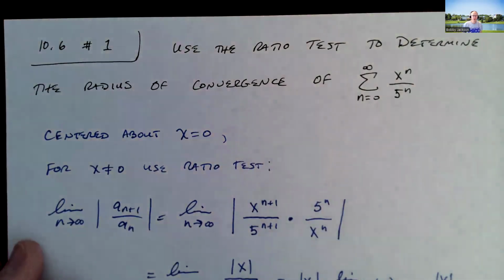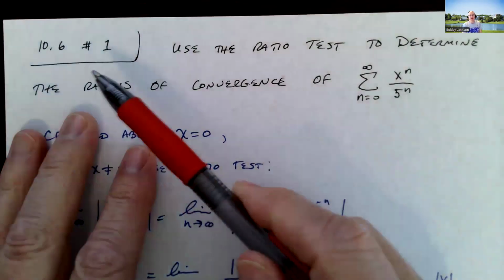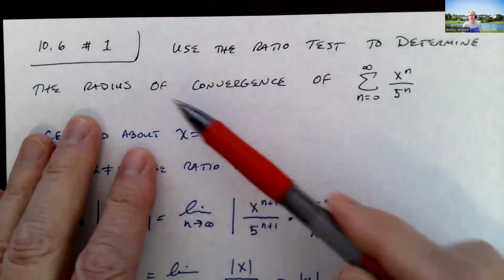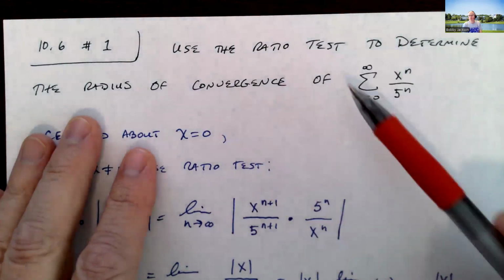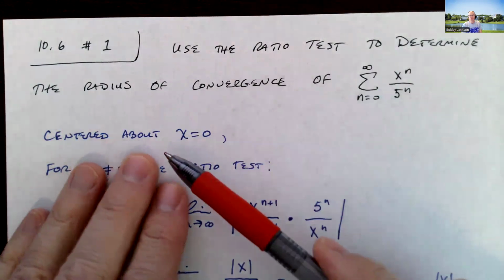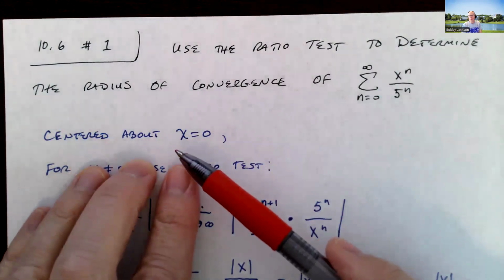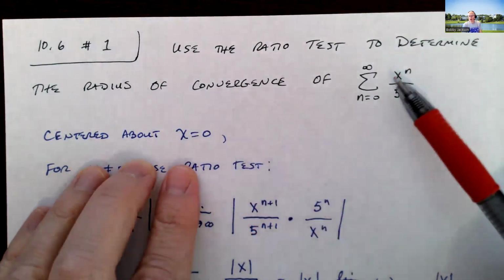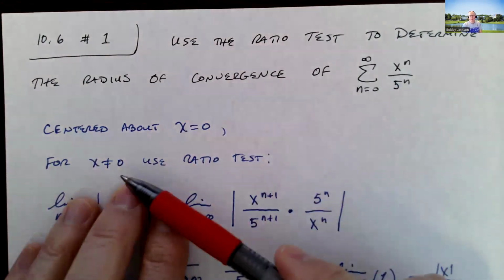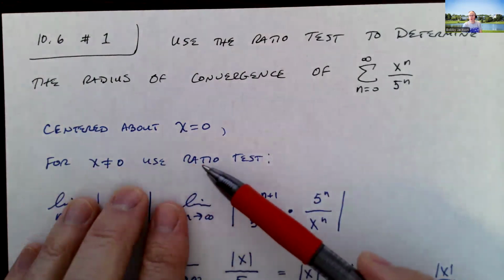Okay, let's look at the first one in section 10.6 on power series. We're going to use the ratio test to determine the radius of convergence of this power series right here. Clearly we're centered about x equals 0, and we know it converges for x equal to 0. Obviously, this is just 0 in that case. So let's look for x not equal to 0, for which we could use the ratio test.